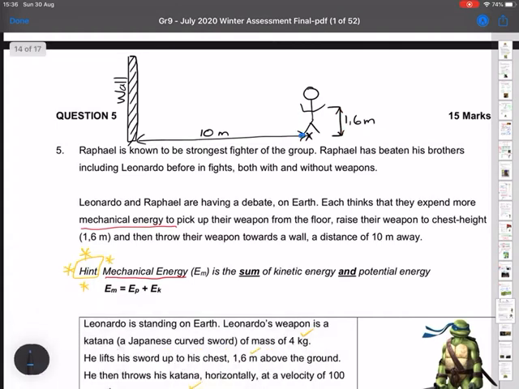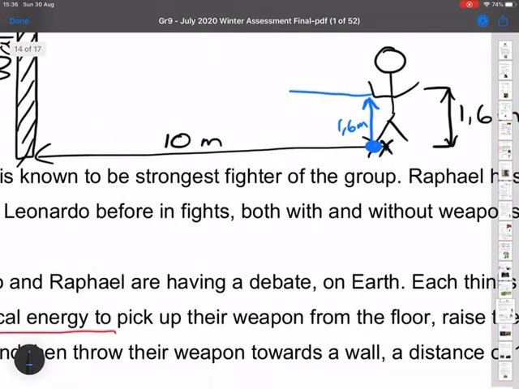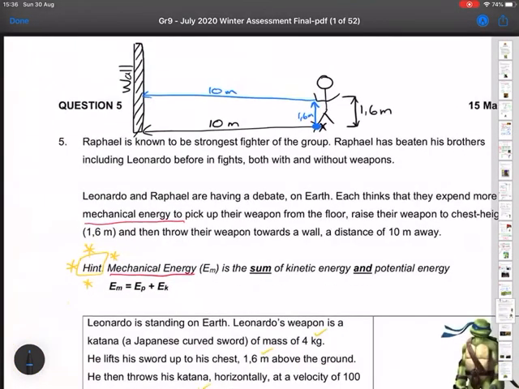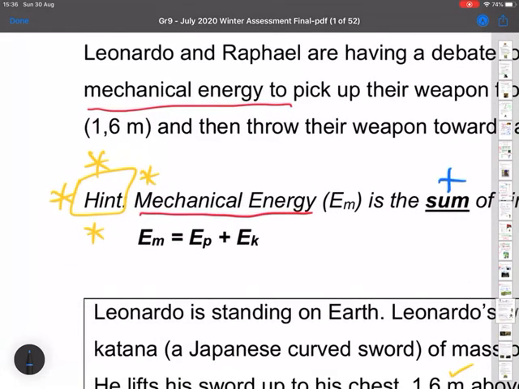So here is the object. It's on the floor. They need to lift it up to a height of 1.6 meters. That's 1.6 meters. And then they throw it a distance of 10 meters to a wall. Okay? Mechanical energy is the sum. Sum means add. Kinetic and potential. So EM, mechanical energy, is potential energy plus kinetic energy. And that is mechanical energy.